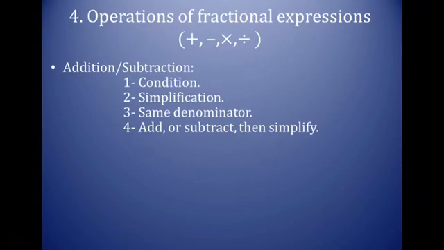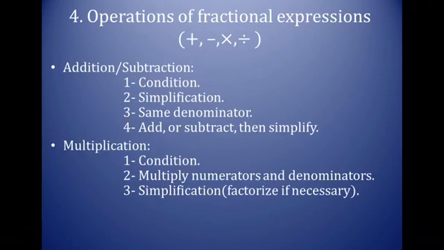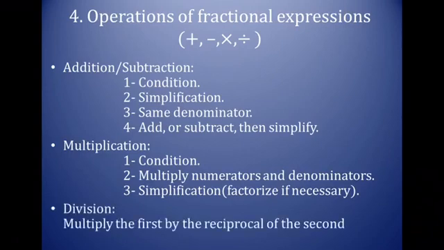or subtract. Now, if we want to multiply, also first we find the condition, then we multiply numerator by numerator and denominator by denominator. Then we simplify. Of course, sometimes we need to factorize first before simplification. When we have a division between two fractions, we transform it into a multiplication by writing the first fraction, then instead of divide, we put times, then we write the reciprocal of the second. We'll do some examples.